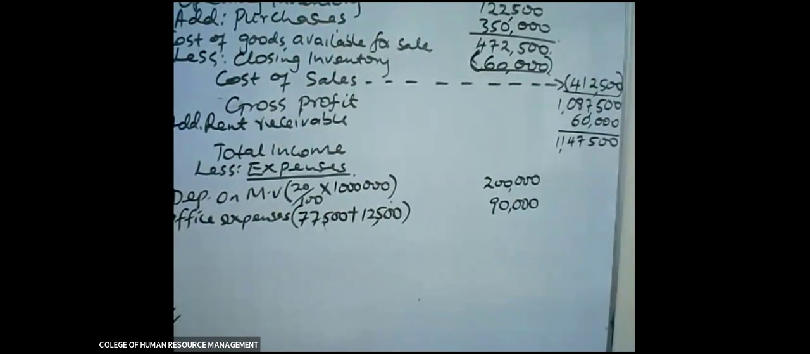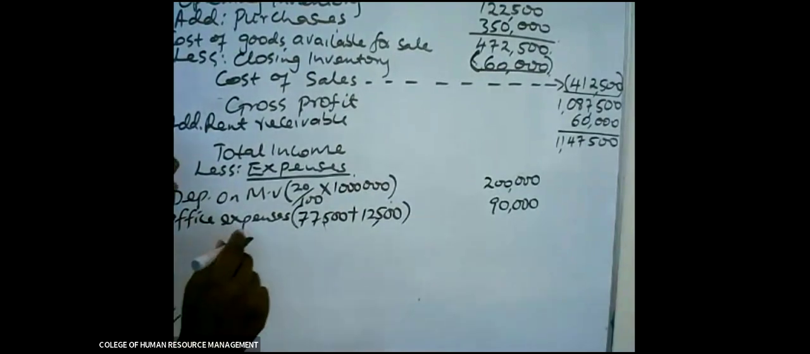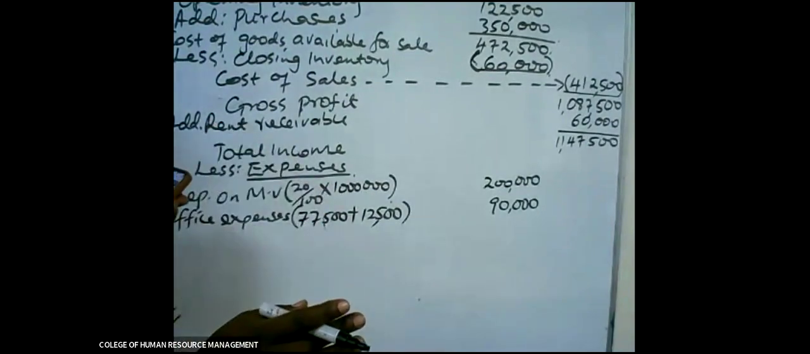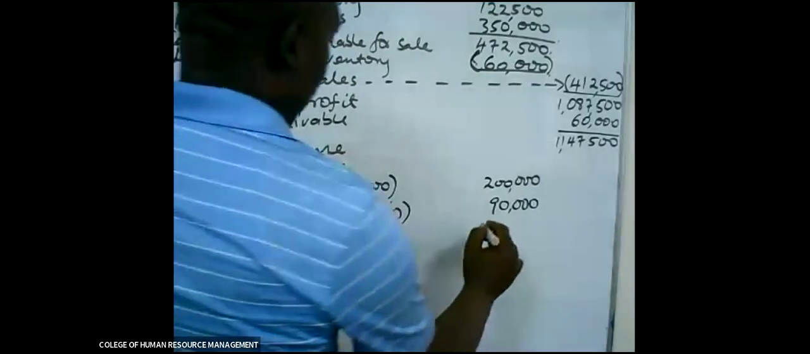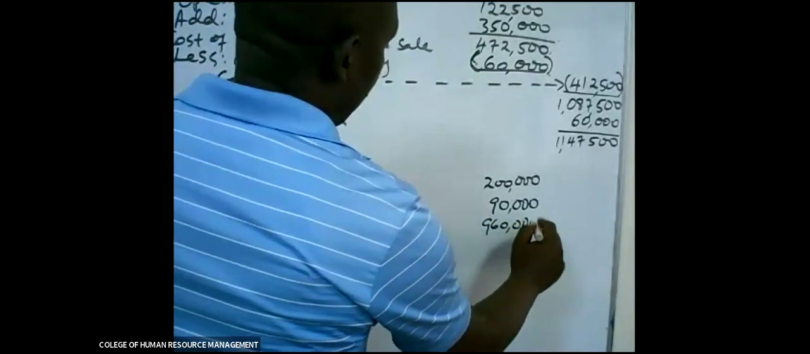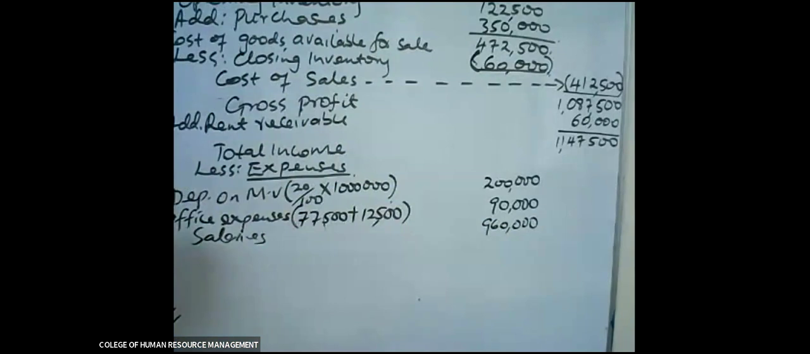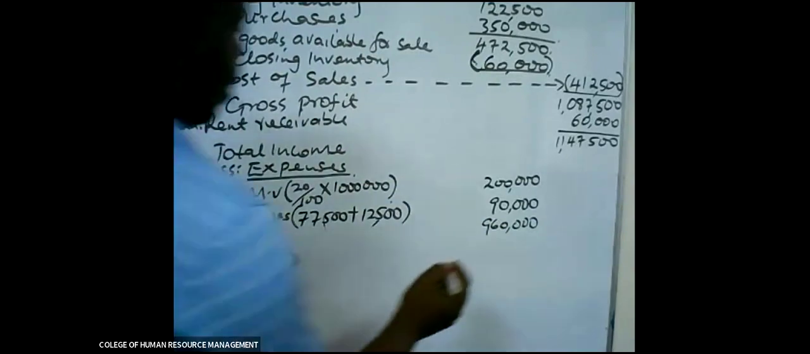Let us pick the other expenses now direct. Capital is not an expense, land and buildings is not an expense. We have salaries. We don't require any adjustment, 960,000. Purchases is not an expense, motor vehicle no, office expenses we have adjusted. Sales not an expense, drawings is not an expense, accounts receivable no, accounts payable no, bank no, inventory no. So those are the only expenses.